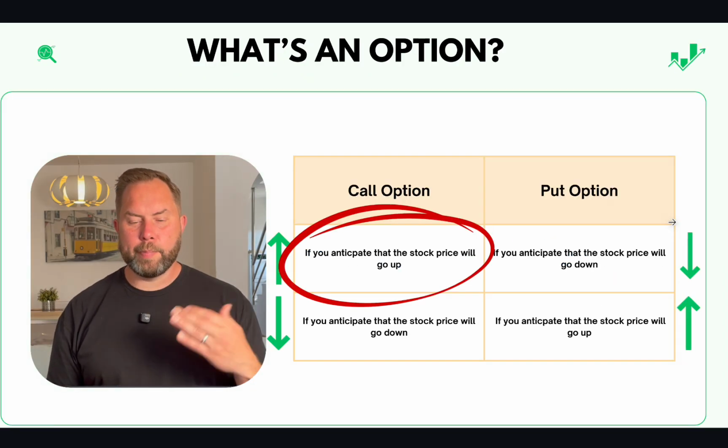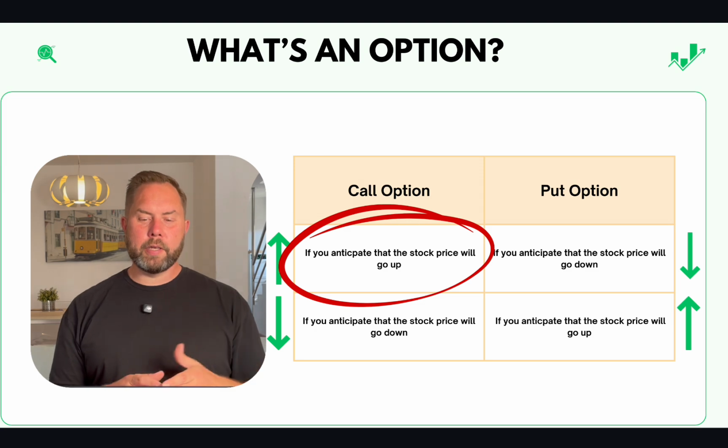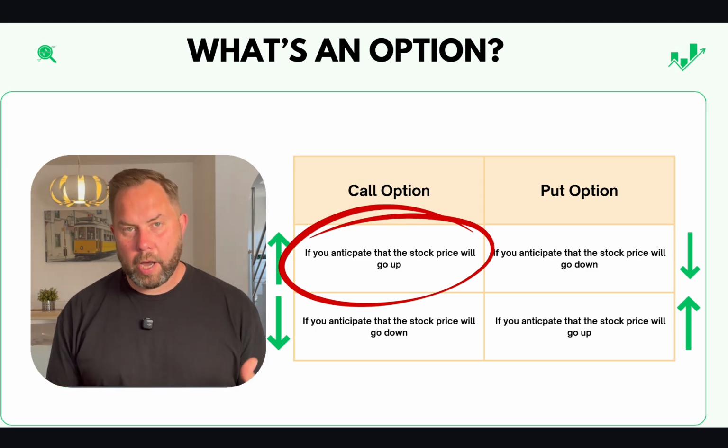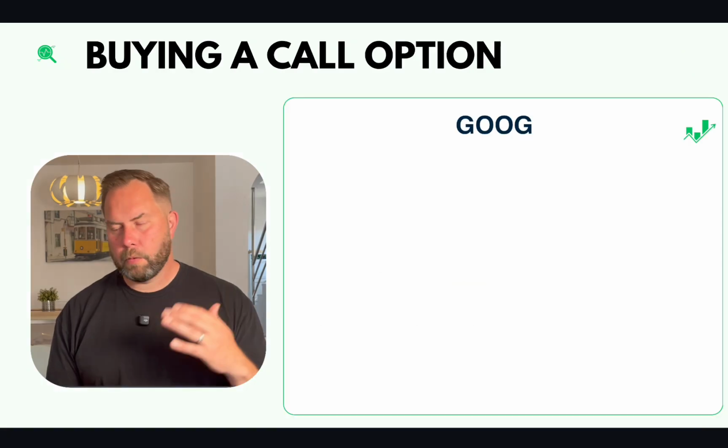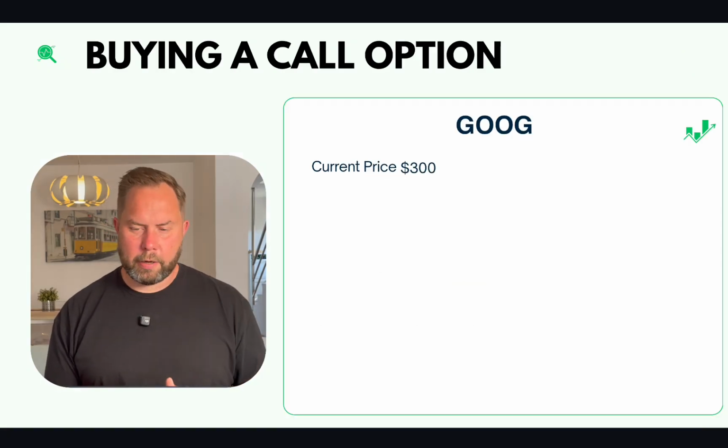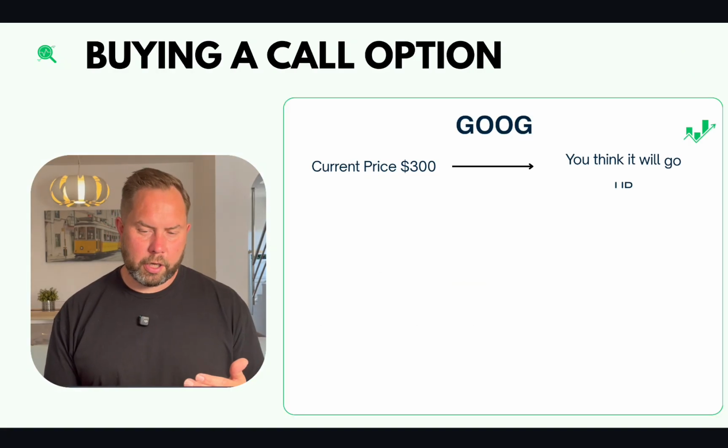Now, let's talk about buying a call option. If you anticipate the stock price is going to go up, you could buy a call option and try to make money as it goes up. We're going to stick with Google. Current price around 300. You think it's going to go up.